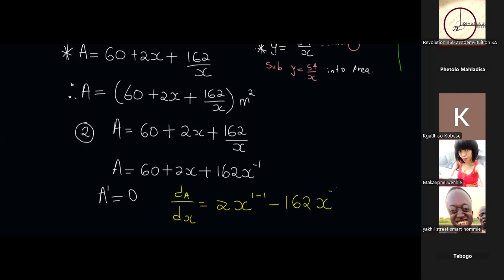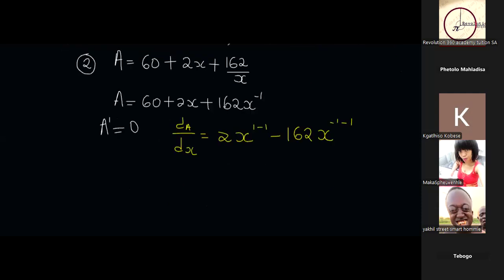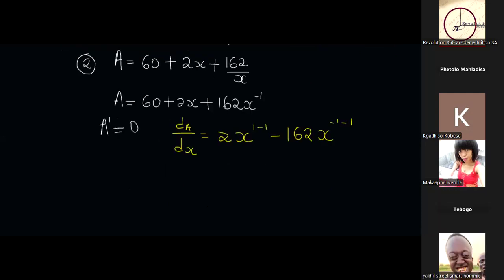Now let's resolve that. So this is going to be 2 times x to the power of 0, because 1 minus 1 is 0. Then minus 162 x to the power of negative 2. Anything to the power of 0, the answer is 1. So there was no need for me to write it. I was supposed to just write 2, but I wanted to show you something. So you can write it like this: 2 minus 162 x to the power of negative 2.